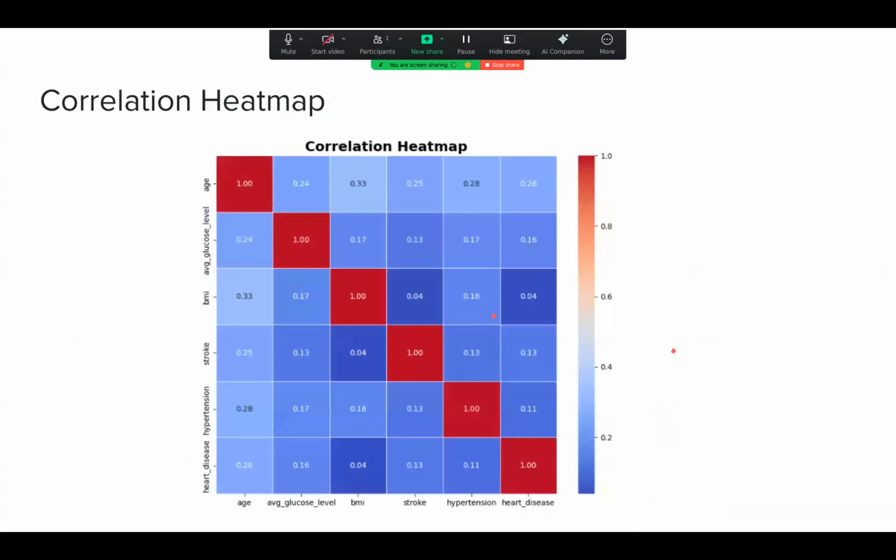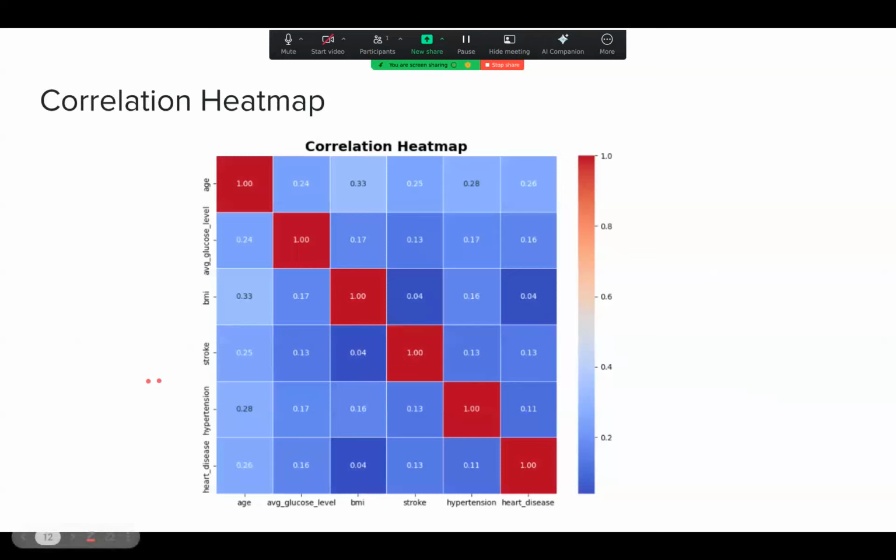Next, let me go to the third, which is the correlation heat map. Here, the key is to identify the correlation between numerical values for each of the variables we have used. As you can see, I will focus on this line which has the stroke one, because that's the key variable we are going to study.